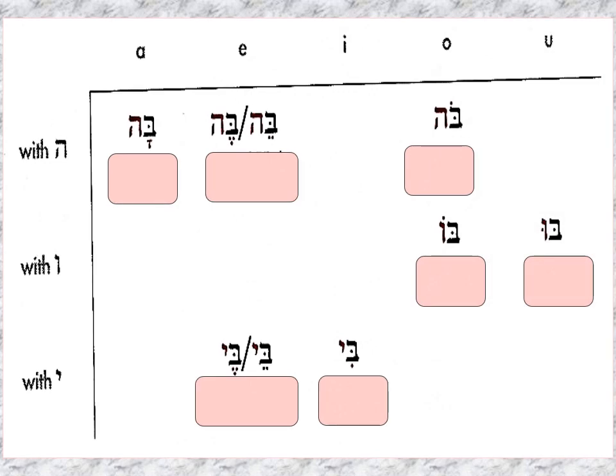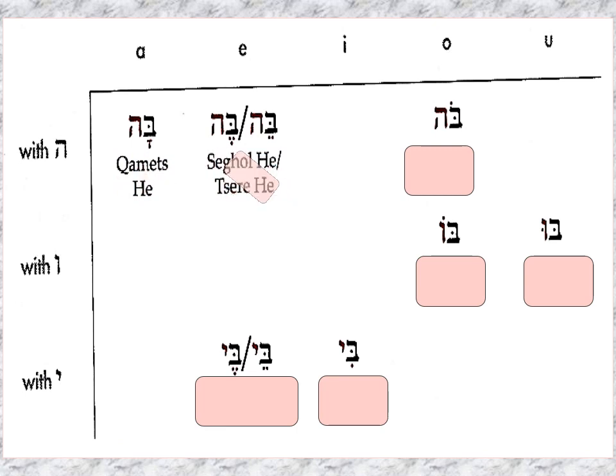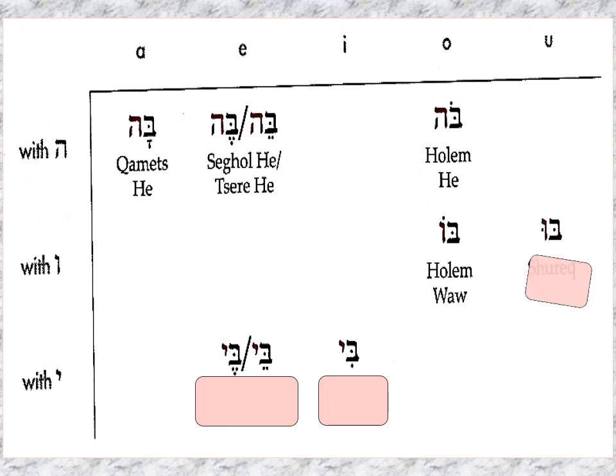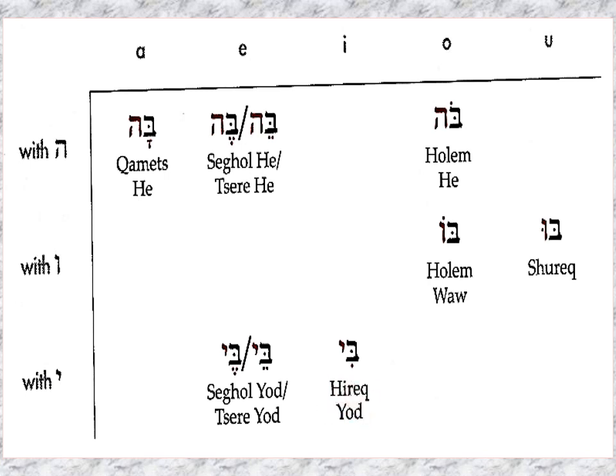Let's try it again with our vowel letters, our matres lectionis. With the hey for the A class, it's called a komets hey. Good. For the E class, two types, a segol hey and tsere hey. And then for the O class, holum hey. How about with the wow? Holum wow. And then with the U class, shurek. How about with the yod? Two of them for the E class. Segol yod, tsere yod. And then for the I class, hirek yod. Good.